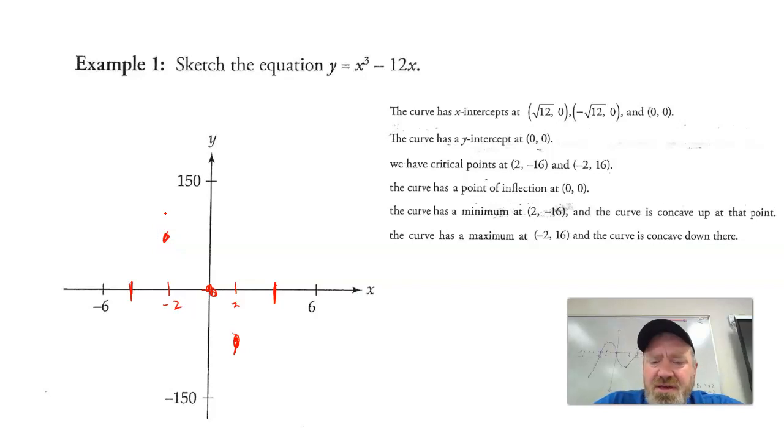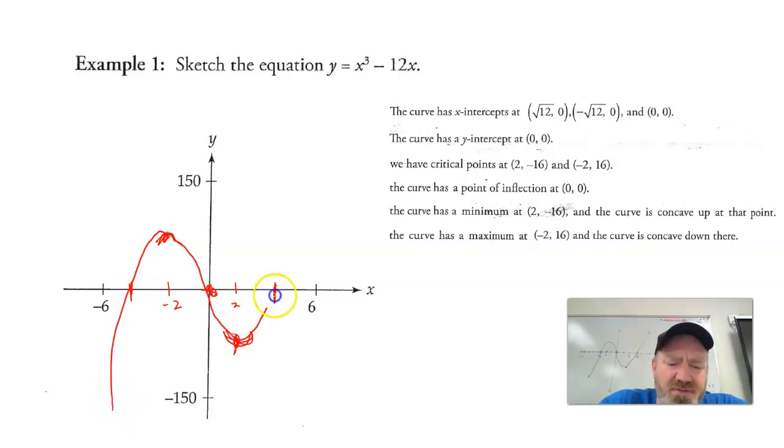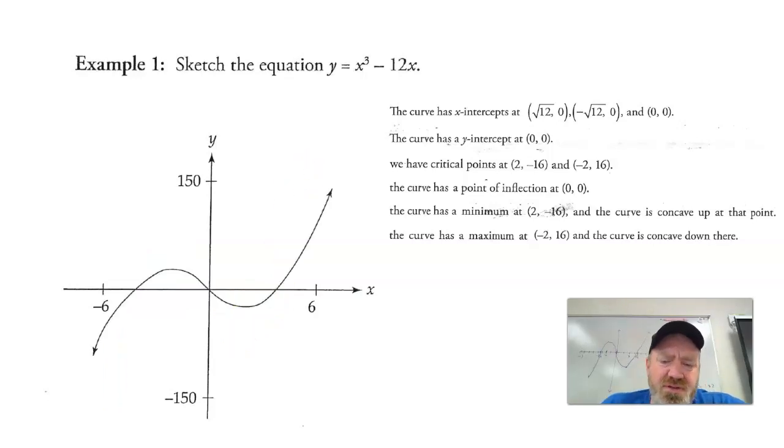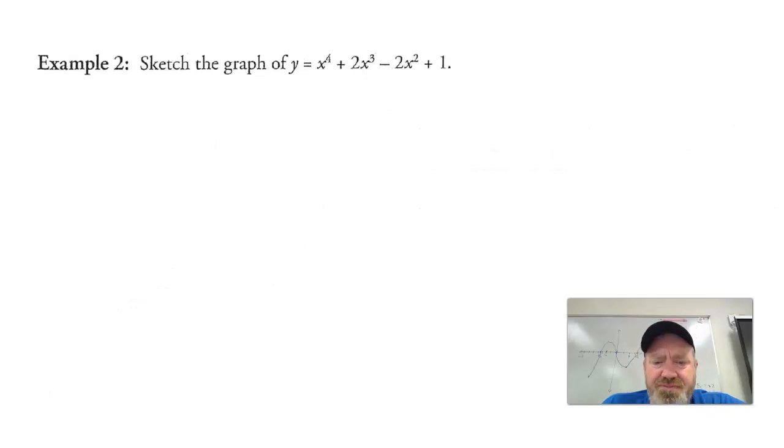Okay, and then the curve has a minimum at 2, -16, so it's going to curve down like that. Maximum there, and then finish your sketch. We could check that end behavior, but we'll check that out later, probably on a separate video. But that's kind of what we're guessing. There's the actual. Pretty good.